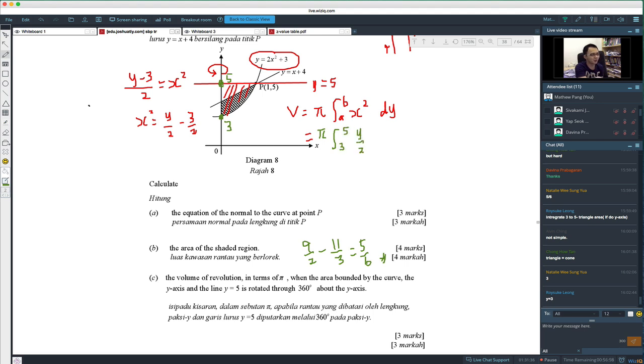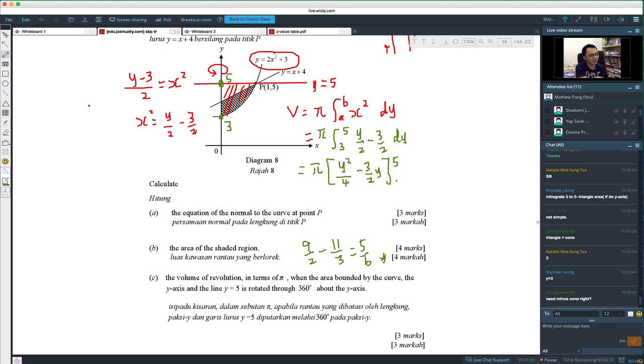Then I will start to do the integration here. I leave the pi outside. So y over 2 integrated gives y squared divided by 2, which is y squared over 4. This one will become negative 3 over 2 y. Then I will substitute 5 into all the y, minus substituting 3 into all the y. So this one will be 25 over 4 minus 15 over 2, and then minus, I substitute 3 in here, 9 over 4 minus 9 over 2.